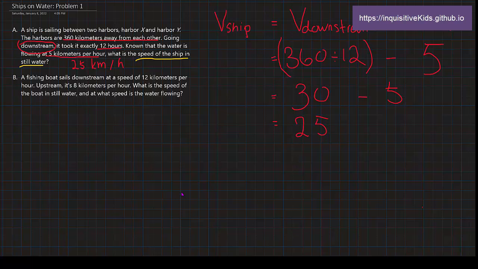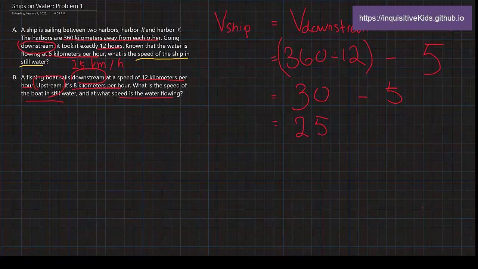So let's move on to B. A fishing boat sails downstream at a speed of 12 kilometers per hour. It's directly stating that it's its speed. Going upstream, it's 8 kilometers per hour. So what is the speed of the boat in still water, and what is the speed of the water flowing? So we're trying to find 2 things in this problem.